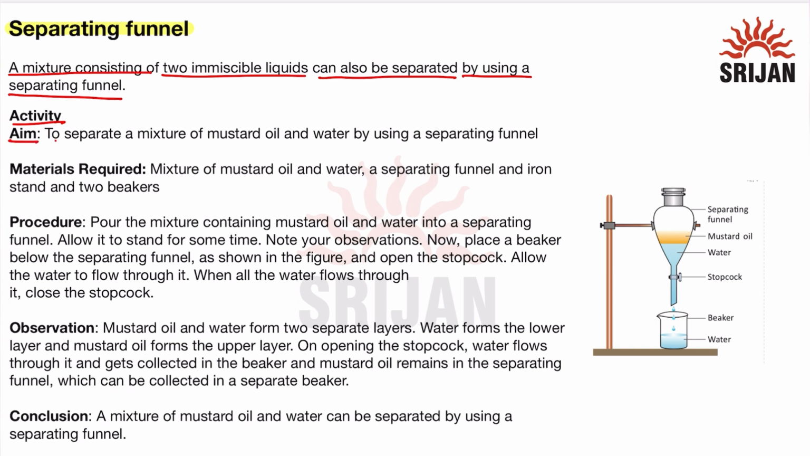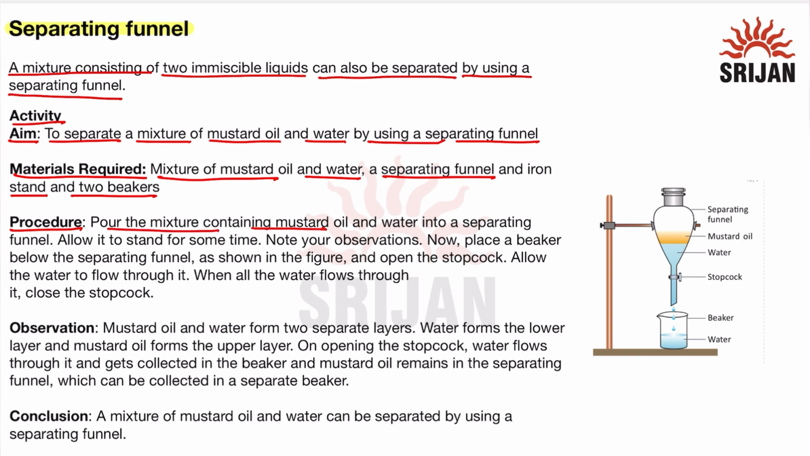The aim of the activity is to separate a mixture of mustard oil and water by using a separating funnel. Because the mixture of oil and water is immiscible, that means they do not mix with each other. The materials required for this activity are a mixture of mustard oil and water, a separating funnel, an iron stand, and two beakers. Now the procedure is to pour the mixture containing mustard oil and water into the separating funnel.